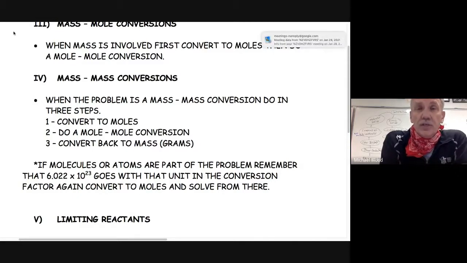The first thing that you've got to do is convert to moles. And then we're going to do a mole-mole, and then we're going to convert back to grams. And again, we just need to do some sample problems, and that's what I want to get started on today. If molecules or atoms are a part of the problem, then remember the number that goes with molecules or atoms from chapter 9, 6.022 times 10 to the 23rd, goes with that unit in the conversion factor. And again, you're going to convert to moles and go from there.